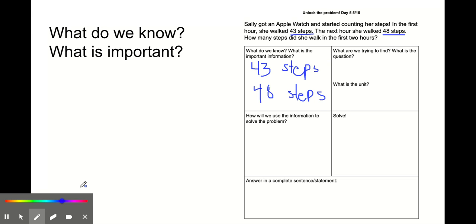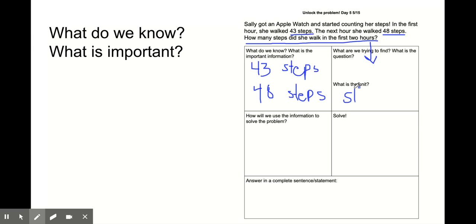What are we trying to find? What is the question? We're trying to find out how many steps she walked in the first 2 hours. Write that here and then come back. What is the unit? The unit is steps. We are counting her steps.